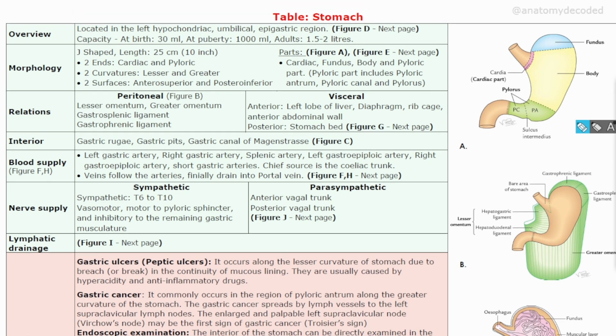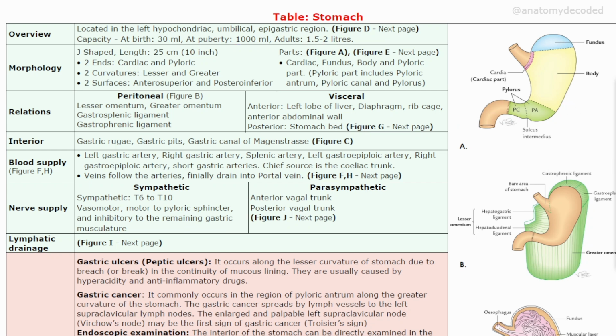Like we had made notes for other regions, there are notes for the stomach as well. The stomach is an organ located in the left hypochondriac, umbilical as well as epigastric region. In the abdominal wall, we had learned there are 9 regions of the abdomen, right? So the stomach occupies these regions. The capacity of the stomach is around 30 ml at birth. At puberty, it is 1000 ml, and in adults, it is 1.5 to 2 liters. It has a tremendous capacity to expand as well.